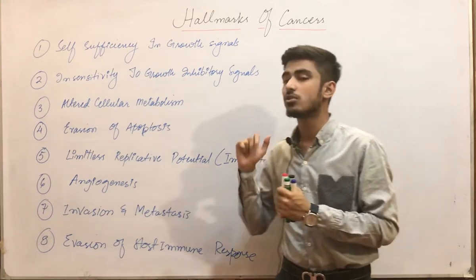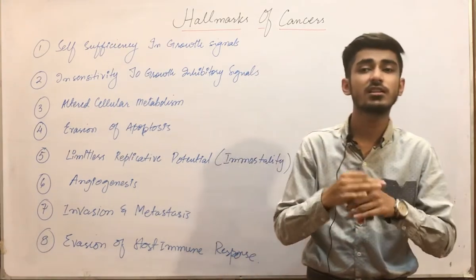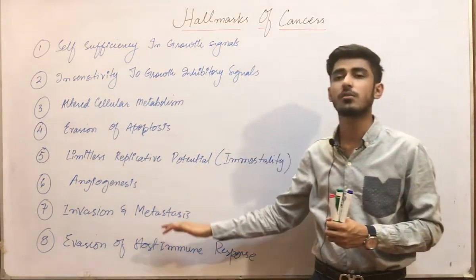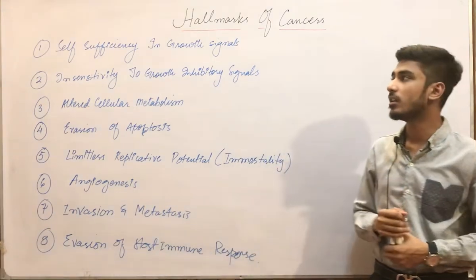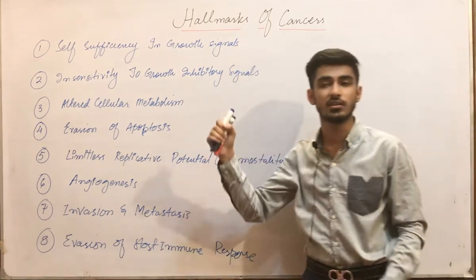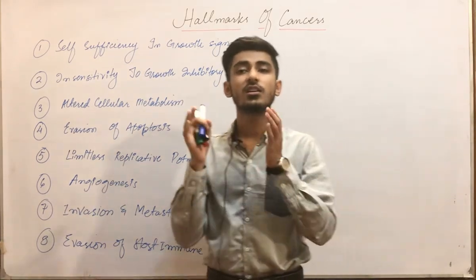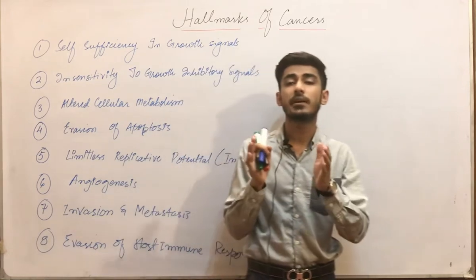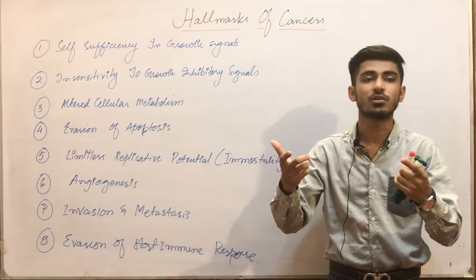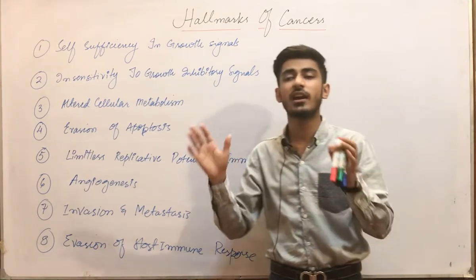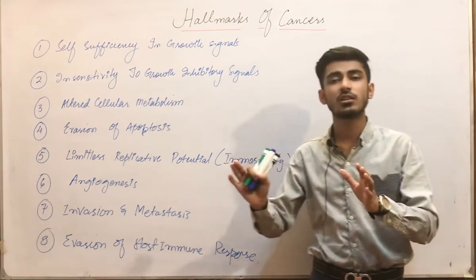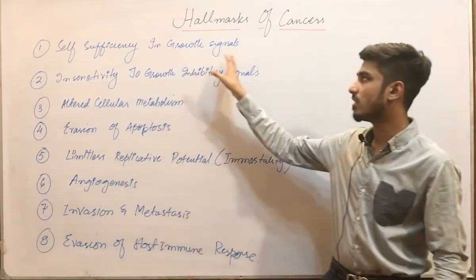These are the hallmarks. There are 8 hallmarks and we will be studying them in detail one by one, but here I am giving a brief introduction about all 8 hallmarks. Starting from the first hallmark, that is self-sufficiency in growth signals. It means that the tumor cells are not dependent upon external stimuli; they do not need any external or internal stimuli to carry out growth. Without the stimuli they can carry out their growth. This is self-sufficiency in the growth signal.